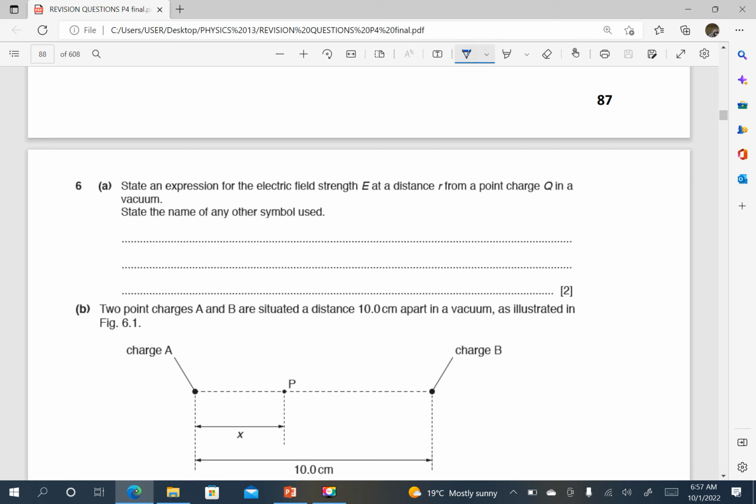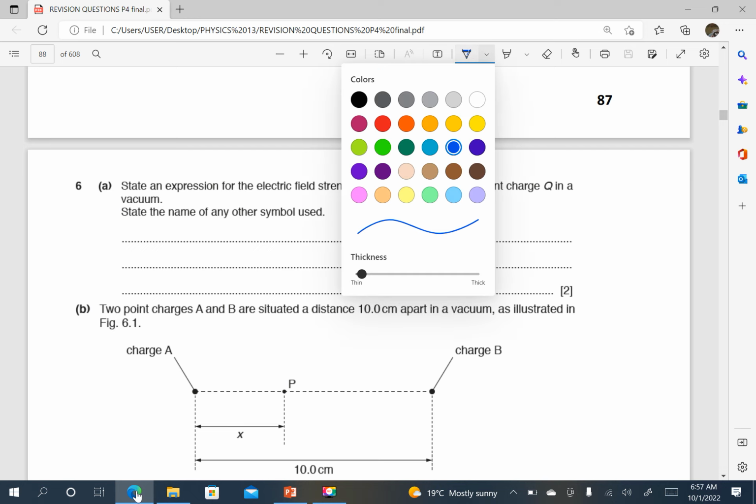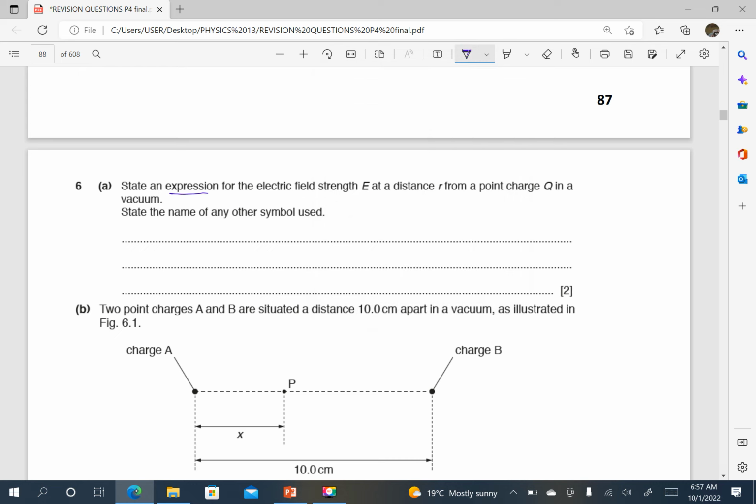I'll select a pen and make it a little bit thinner. I'll use blue. State an expression for the electric field strength E in terms of distance R and point charge Q in a vacuum. State the name of any other symbol used.